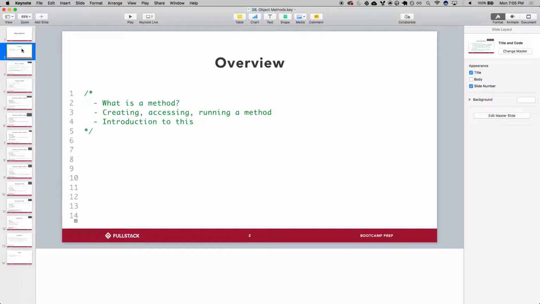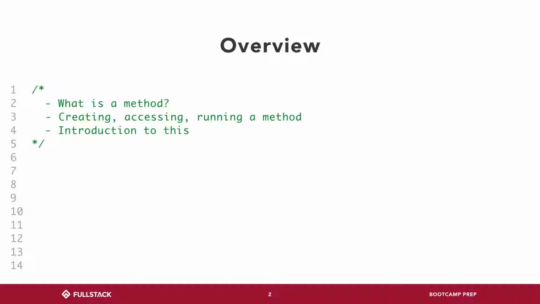Now we'll see that more in depth in the slides. It's just a general overview. So we're going to go over how to create, how to access, and how to run a method, which we just saw a little glimpse of. And we'll go over the introduction to what this is, the keyword this, which is a reserved word in JavaScript.